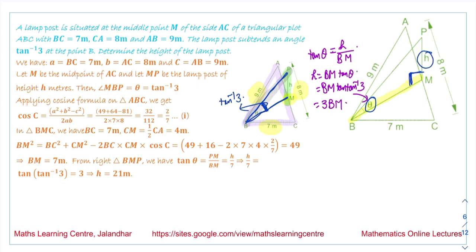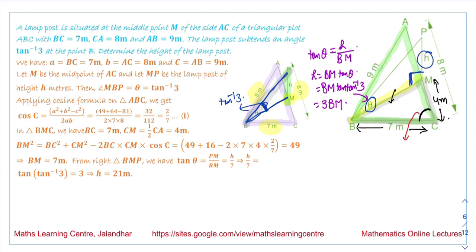Now to calculate this length BM, we are considering the triangle BCM. In this triangle, we have this side BM. The measure of this side is 4 meters. The measure of this side is 7 meters. So if we are able to calculate this angle C, then we can calculate the value of this side BM. Now to calculate this angle C, we are using this larger triangle ABC.